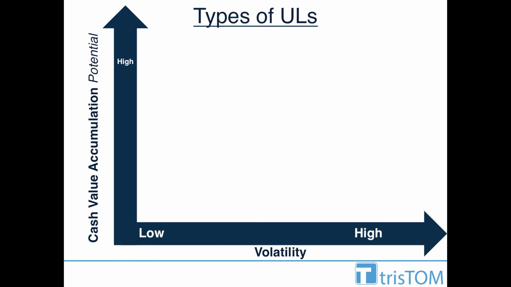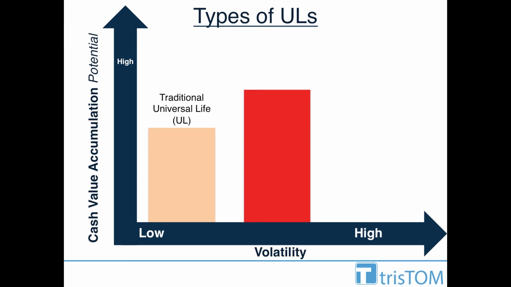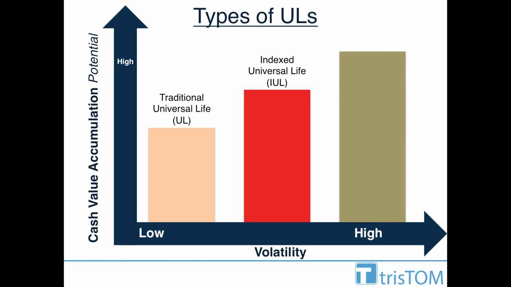Now, the UL that has a low volatility, but also has a low potential for cash value accumulation is the traditional UL. One that's a little bit higher in volatility, but a little bit higher in the cash value accumulation potential is that indexed universal life because it's following a particular index. And then for another video, we'll go over this, but one that has a higher volatility and a higher potential for cash value accumulation is that variable UL, because that's being increased based upon the equities that you and your client select.